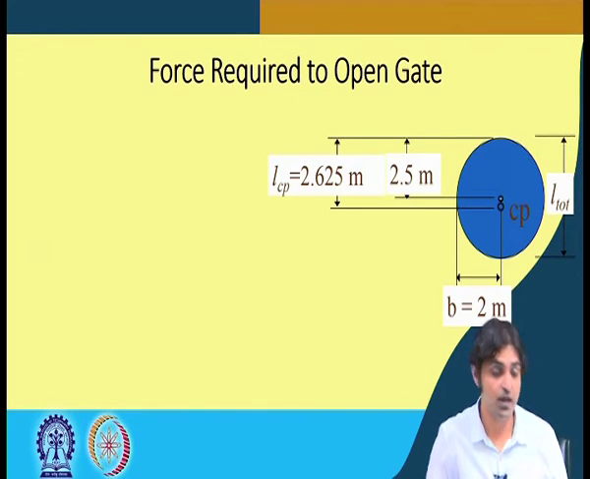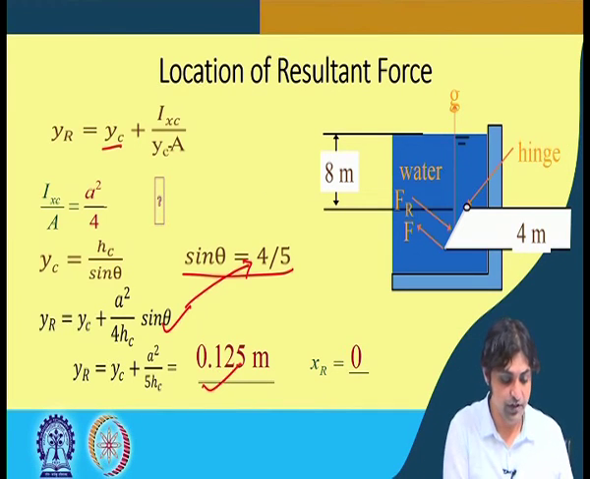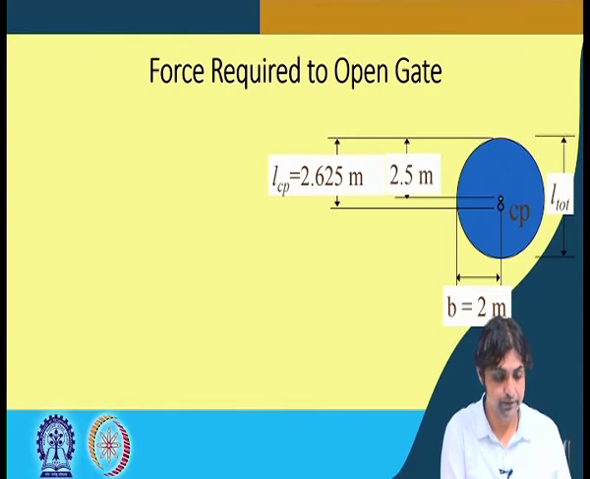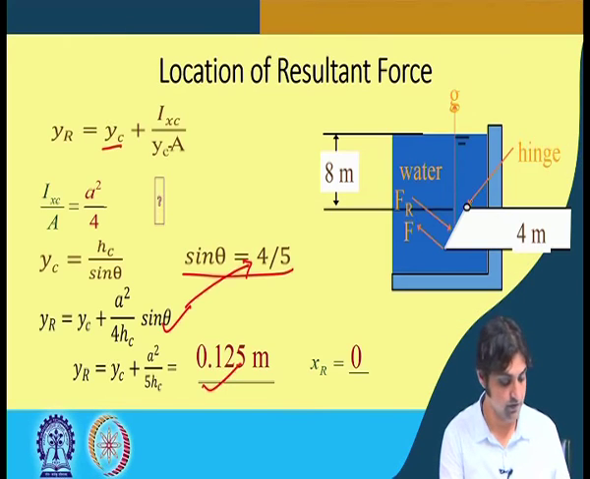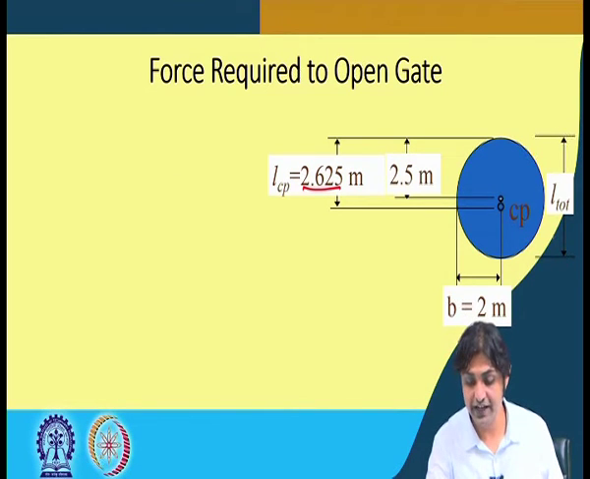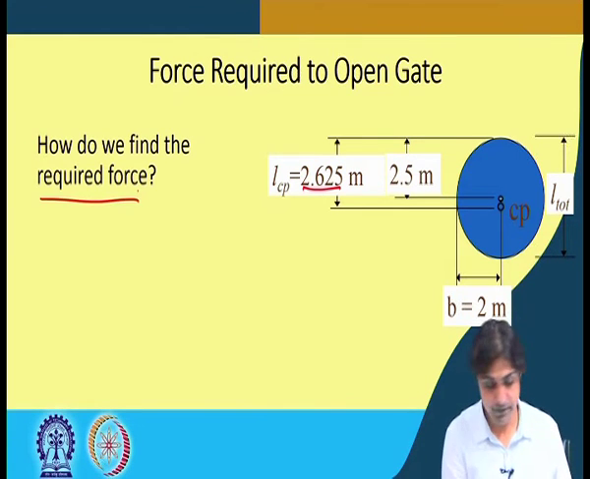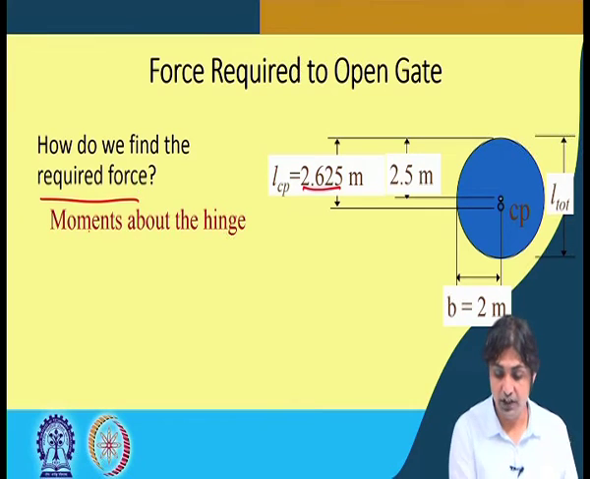Now the most important part is the force that is required to open the gate. So what all do we know? YR is 0.125, right? So this will become 2.5 plus 0.125, that will be 2.625. And this is 2.5 meters, this is 2, and this is the total length, L total. So how do we find the required force here? We have to take moments about the hinge. Hinge was here.